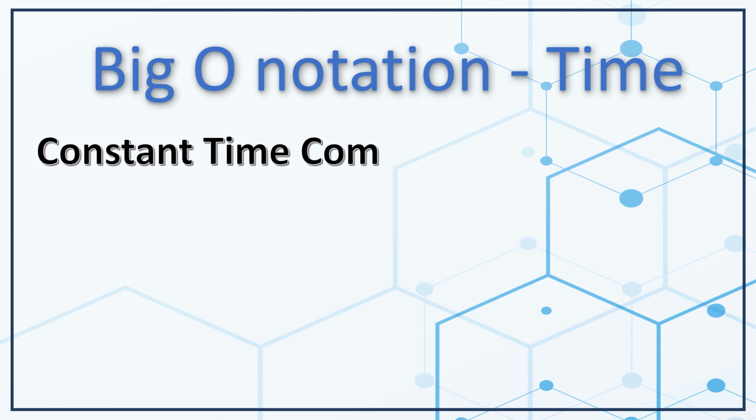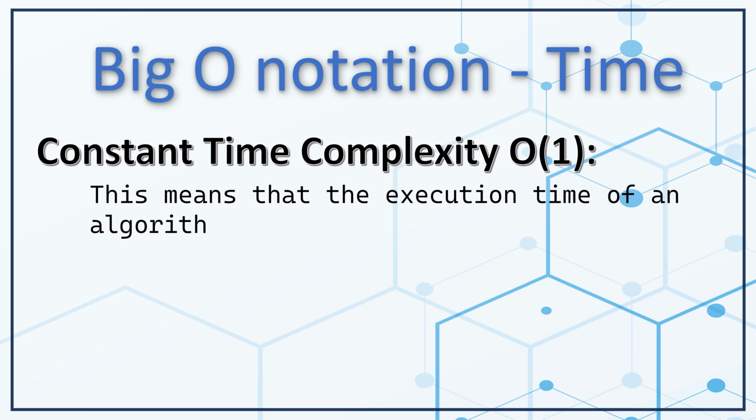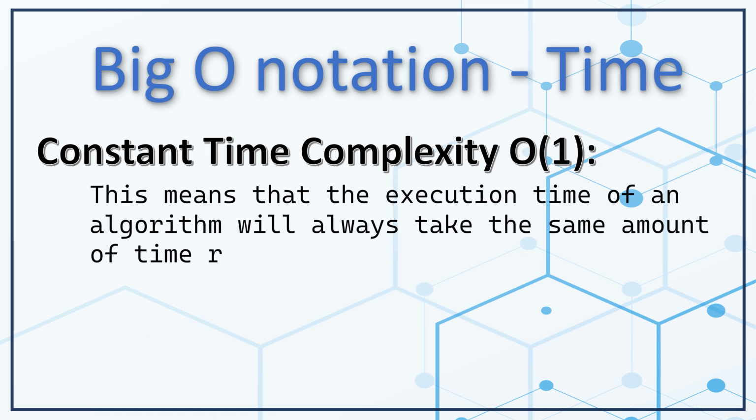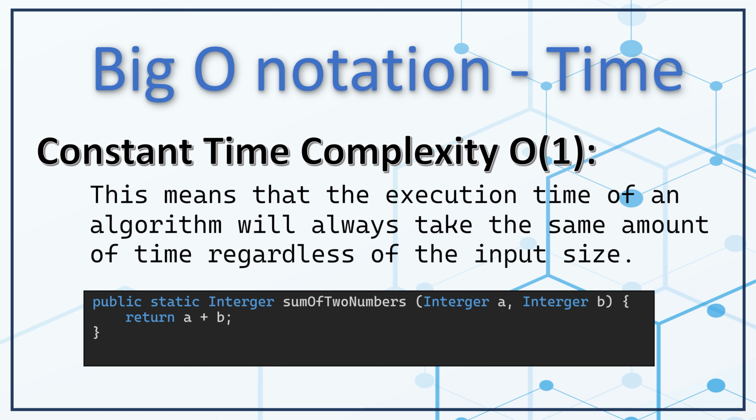Constant time complexity. This means that the execution time of an algorithm will always take the same amount of time regardless of the input. This is an example of a constant time complexity. Here the time taken by a function remains constant regardless of the input size.